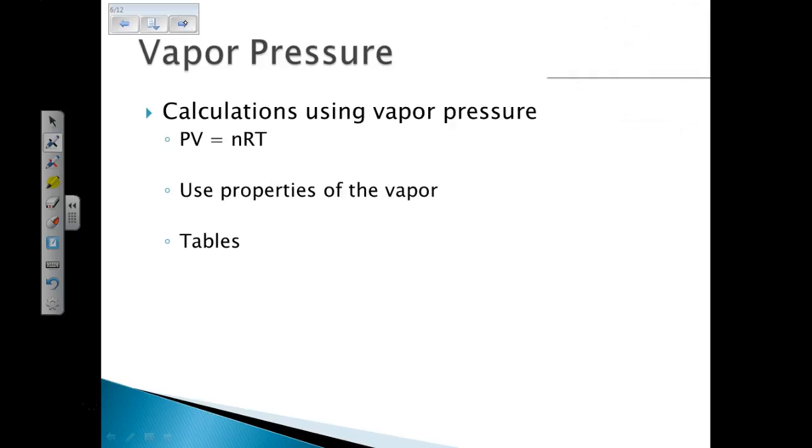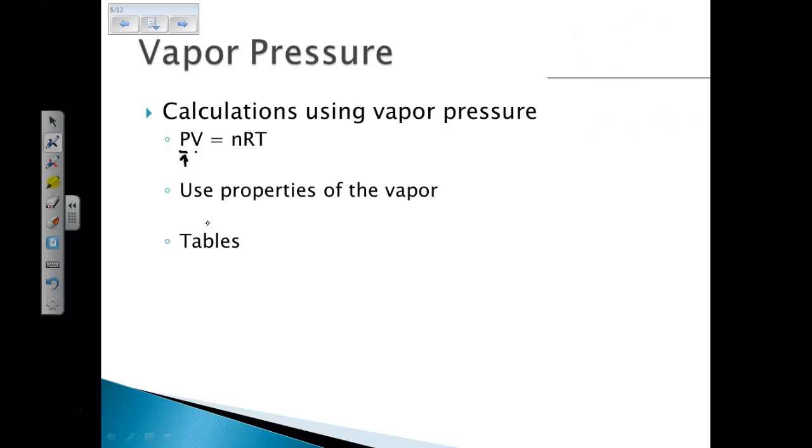And in order to calculate vapor pressure, you use the ideal gas law. It's kind of straightforward. But instead of using the properties of the whole gas, we're going to use the properties of the vapor that we're dealing with. So if we're dealing with water vapor, this is not the pressure of the water, but the vapor pressure of the water, the volume that the vapor is going to fill, the number of moles, and then the temperature of the vapor.